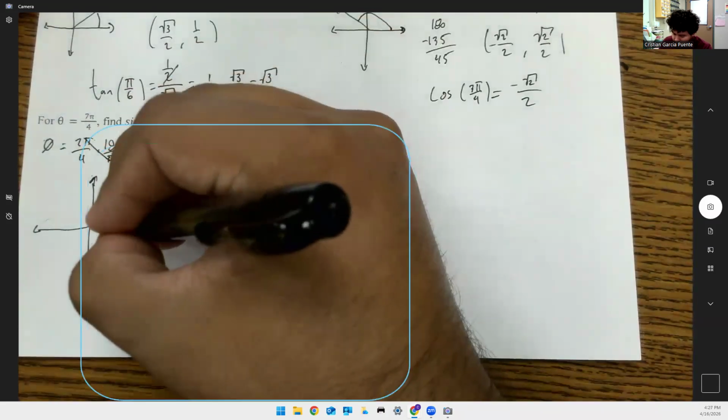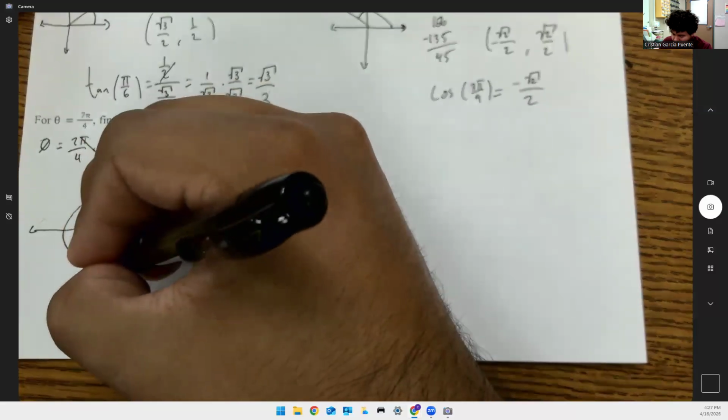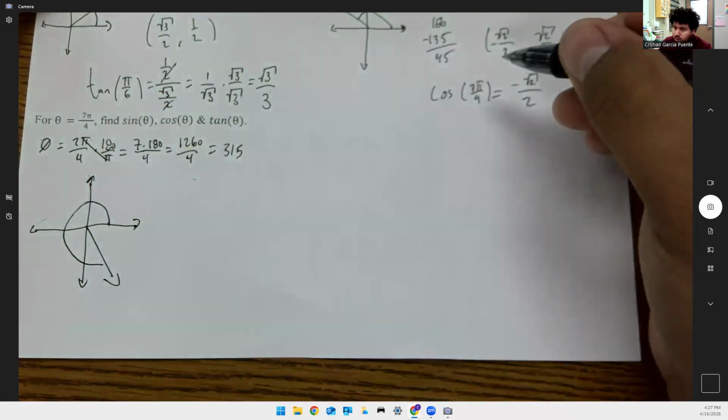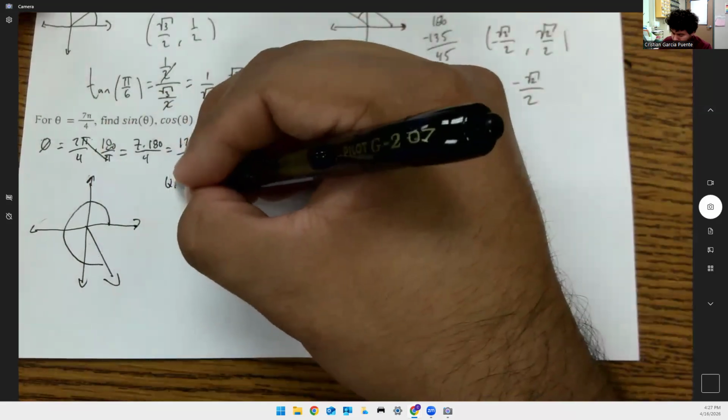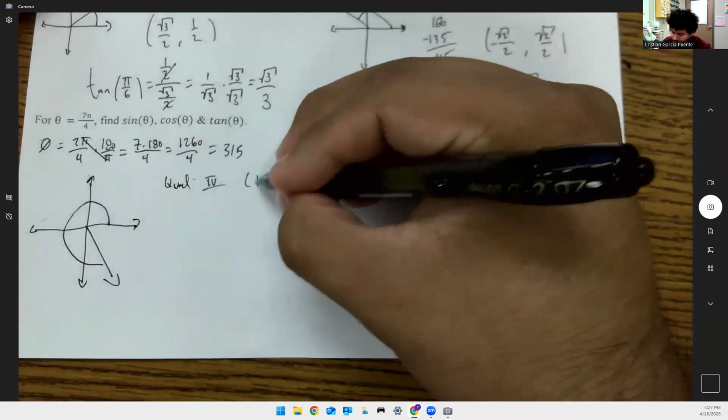So is 315 bigger than 90? Yes. Is it bigger than 180? Yes. Is it bigger than 270? Yes. Is it bigger than 360? No. So we just know that we stop over here. That quadrant that we stopped in is quad 4. And in quad 4 is plus minus.